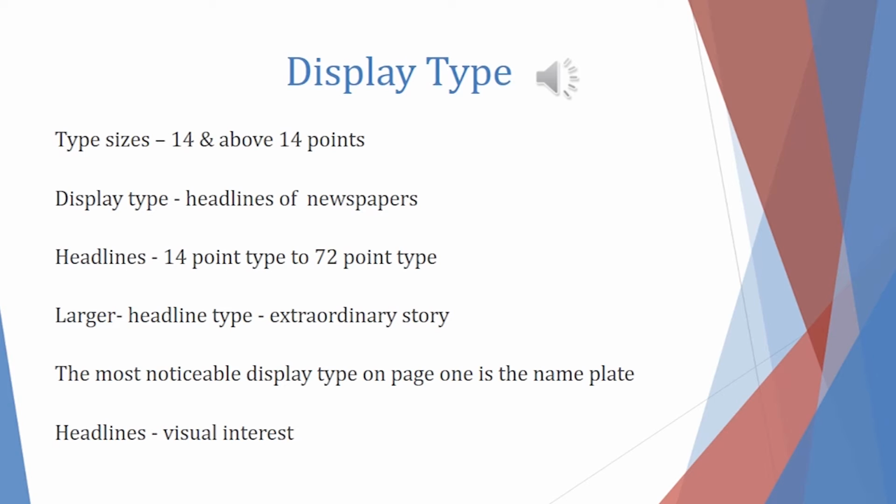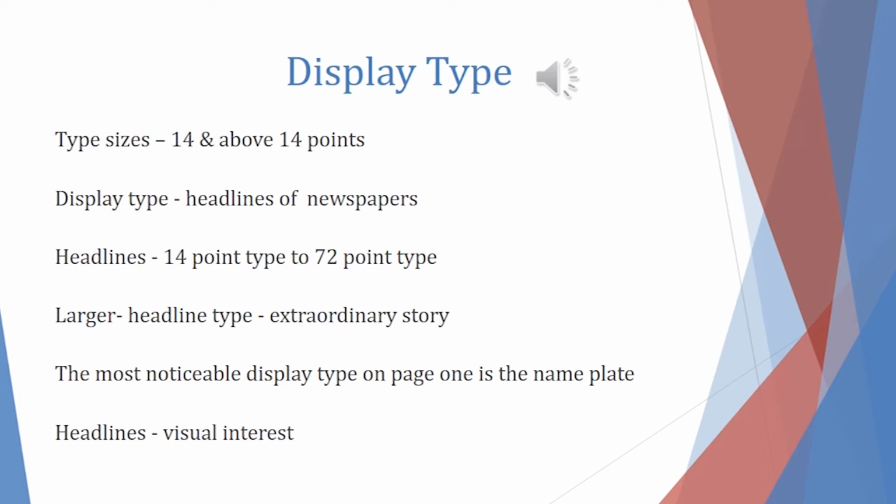The type size of the headlines indicate to the readers the relative importance and relative significance of each story that appears in the newspaper, apart from summarizing the news for the readers. As a typographic device, headlines introduce large areas of black and white to give the page visual interest. The most noticeable display type is the nameplate.